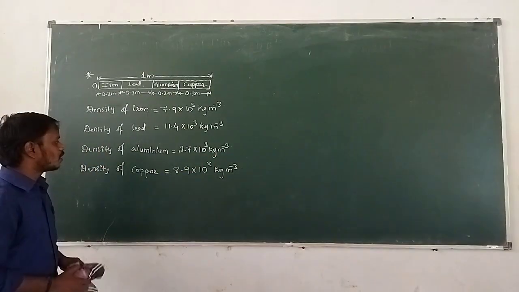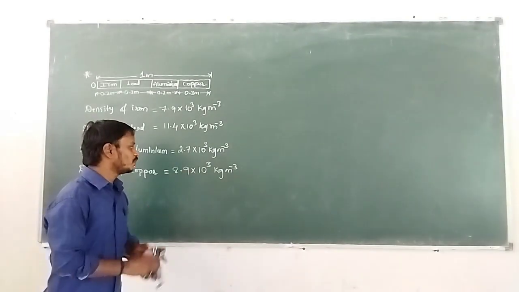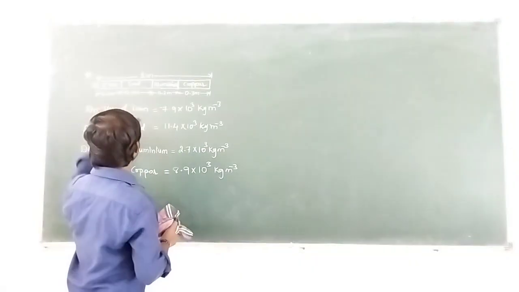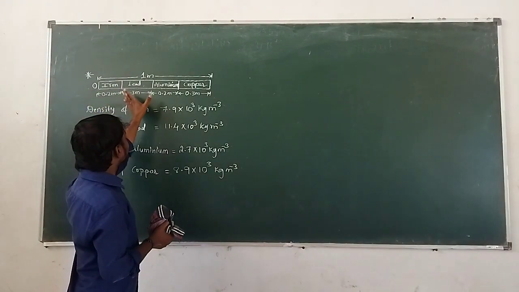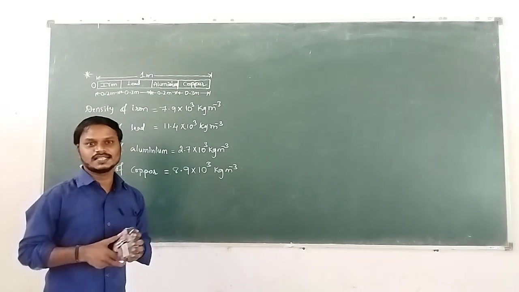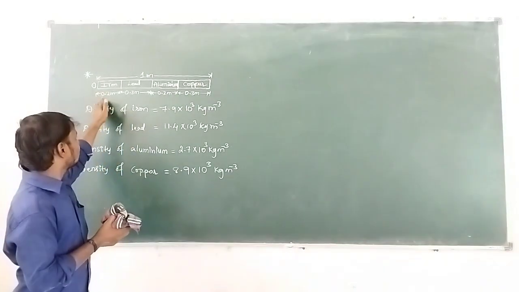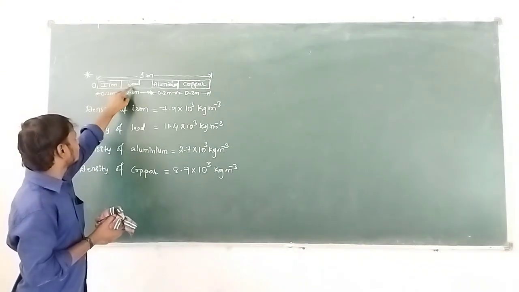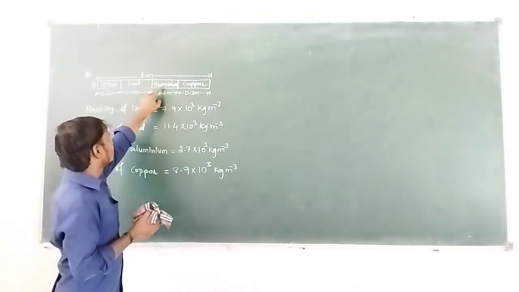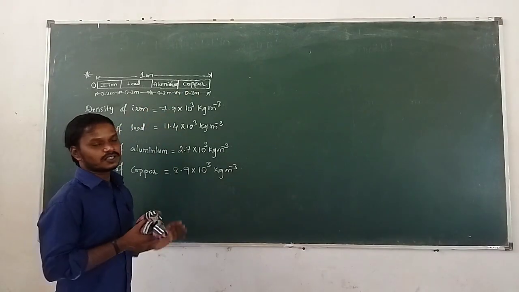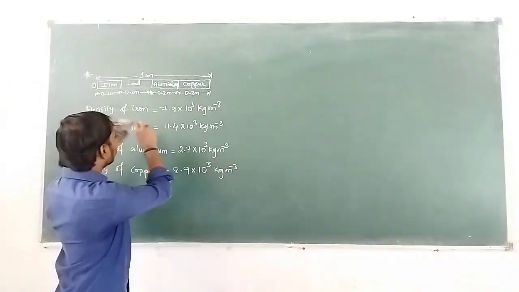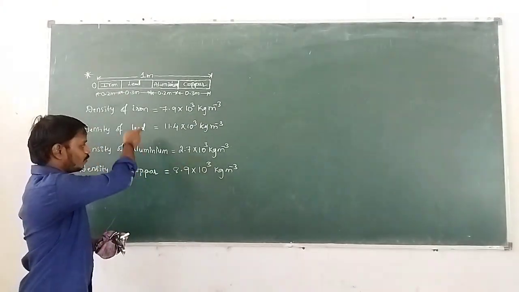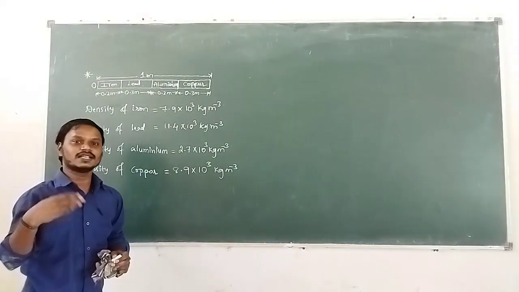And last one, density of copper, that is 8.9 into 10 to the power of 3 kg per meter cube. And see here, the area of each material is the same. But what is different here? The lengths of the materials are different. What is the length of the iron? 0.2. Length of the lead, 0.3. Then length of the aluminium 0.2 and length of the copper 0.3. Then total length of the rod is how much? 1 meter. Okay. Now by using the densities of the materials, we can find their masses.